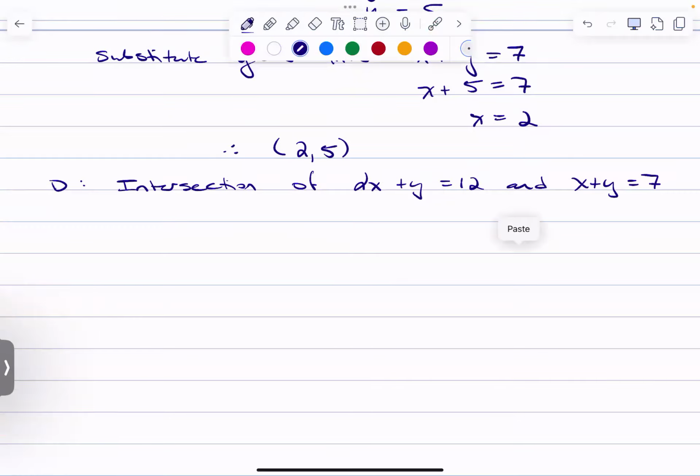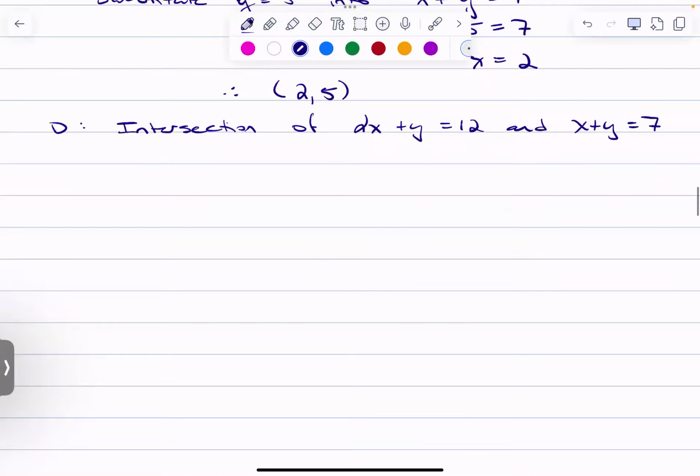So I'm going to change it up a little bit because here I have y on its own. So I just want to substitute into the one that's on its own if I can, right? And so then I'm going to solve for y in x plus y is equal to 7. Then I get y is 7 minus x.